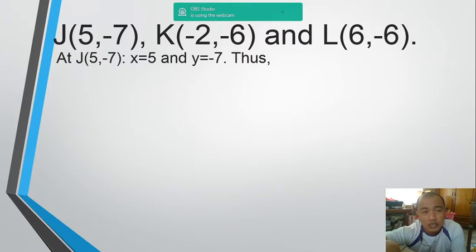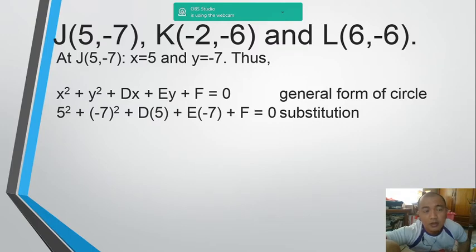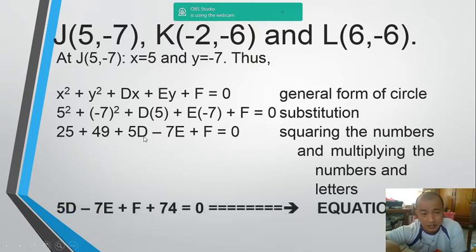Let us get point J(5, -7). That means x is 5, y equals -7. Then substitute this to the general form of circle: substitute x by 5, y by -7. Then square the numbers and multiply the numbers and letters. So it becomes 25 plus 49 plus 5D minus 7E plus F. Then we add the two constants, 25 and 49 is 74. So we have here our equation 1: 5D minus 7E plus F plus 74 equals 0.